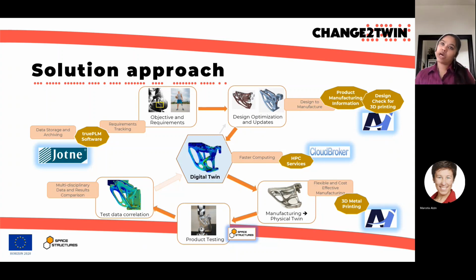Then comes the main important part here, which is the test data correlation. It is important to assess how good our digital twin is and how well our twin relates to the actual product. So we considered two different methods for test data correlation.